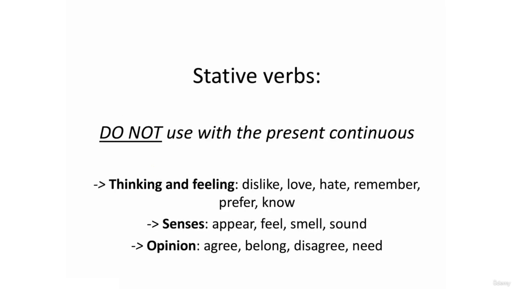It's important to note that we do not use the present continuous with stative verbs. Stative verbs are verbs of thinking and feeling. For example, dislike, love, hate, remember, prefer, know. Verbs of senses, appear, feel, smell, sound. Or of opinion, agree, belong, disagree, or need.